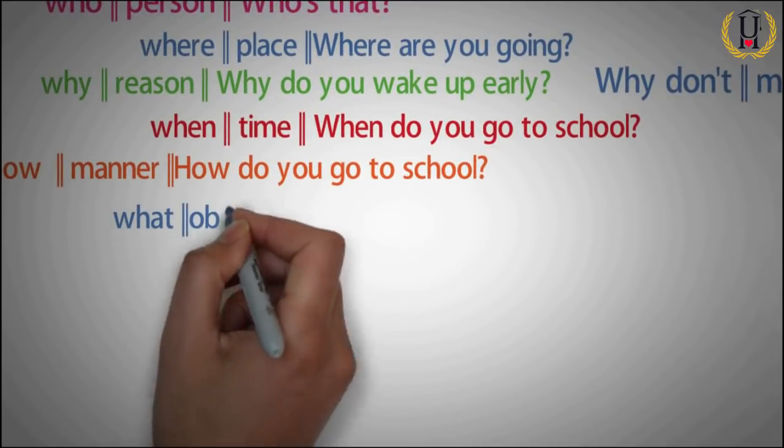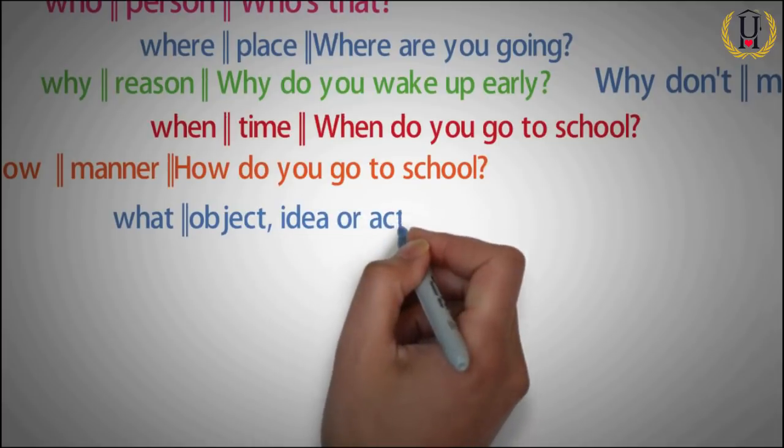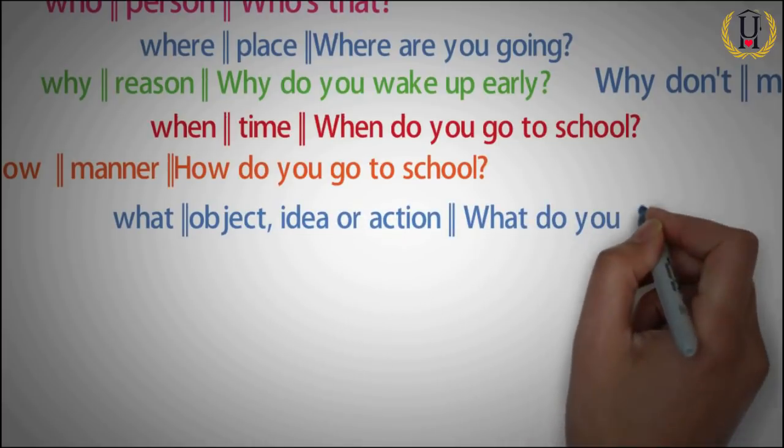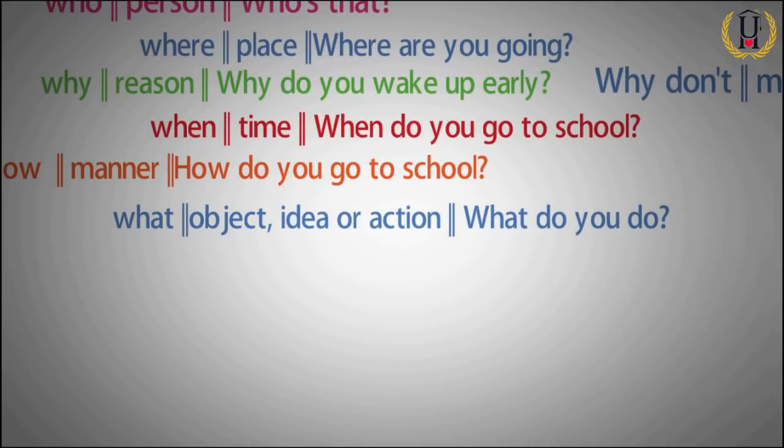The next one is what. Here it is used for object, idea or action. So the sentence is what do you do? What do you do?